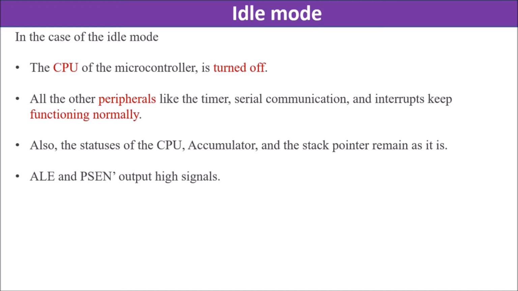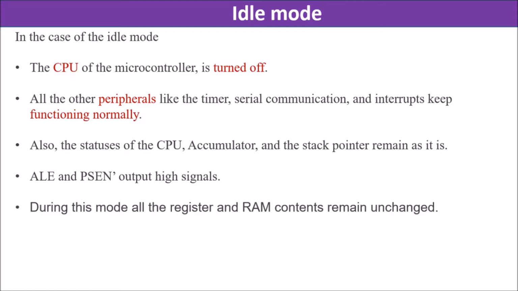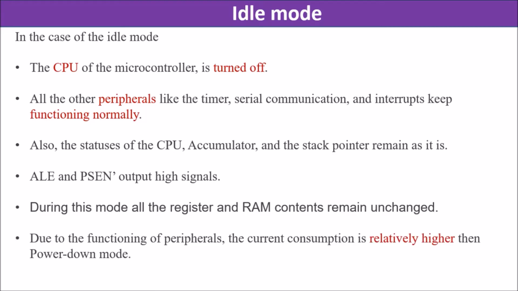ALE and PSEN outputs give a high signal. During this mode, all the register and RAM contents remain unchanged. Due to the functioning of peripherals, the current consumption is relatively higher than in power down mode.